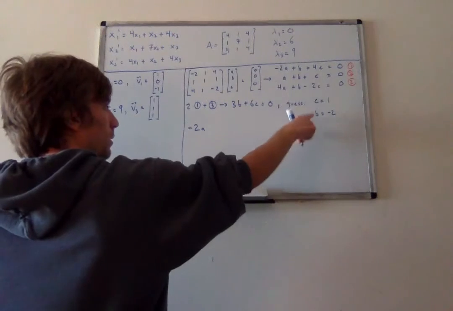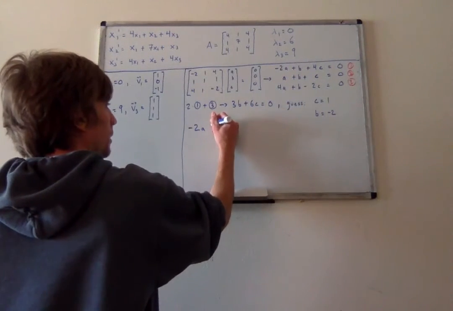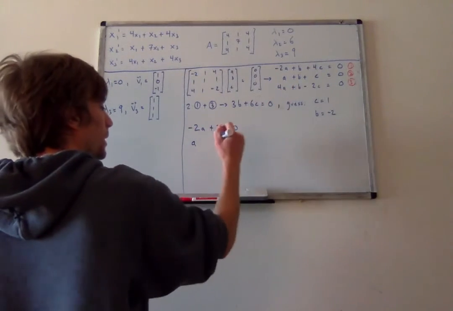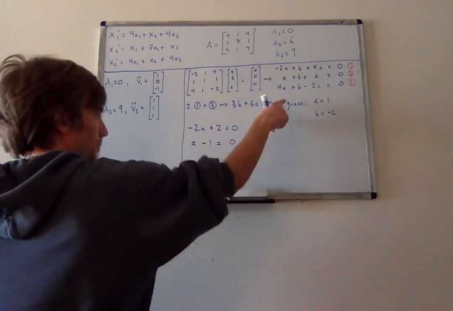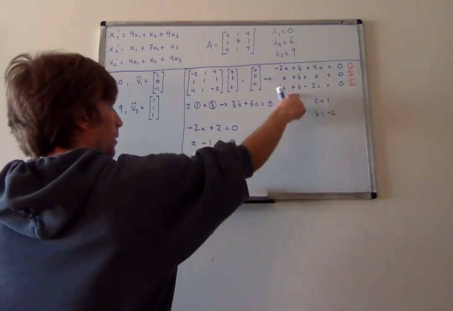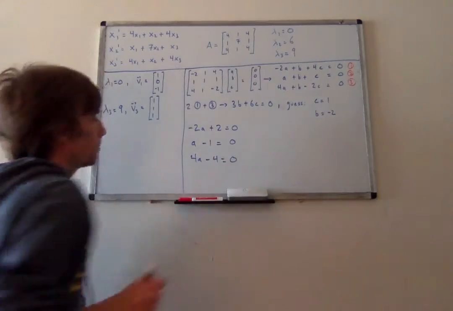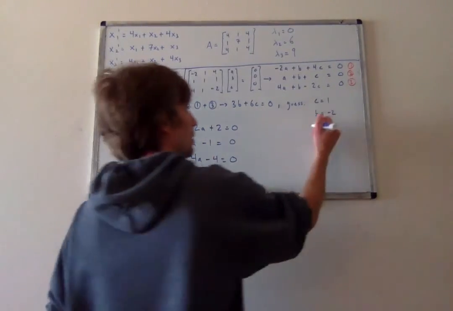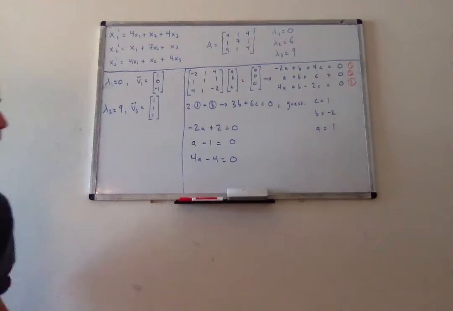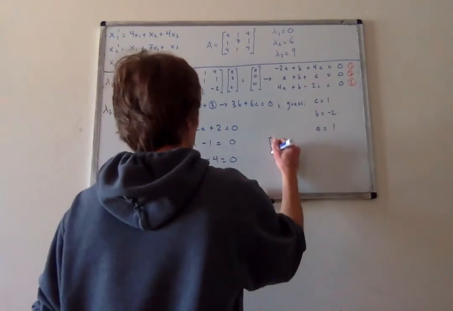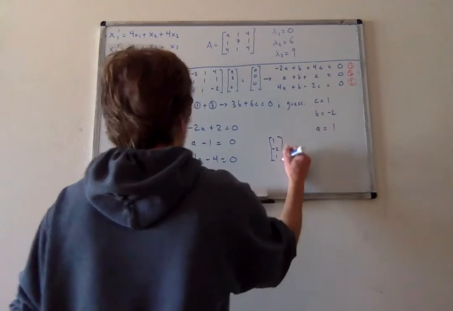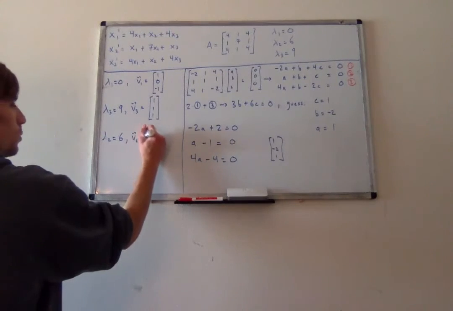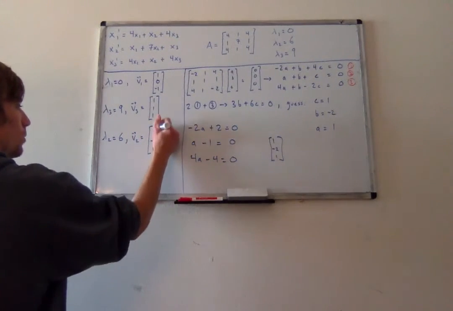So from equation 1, if I plug in -2 plus 4, that would be -2a plus 2 equals 0. Equation 2, I would get a minus 2 plus 1, so a minus 1 equals 0. Equation 3, I would get 4a minus 2 minus 2 equals 0. So notice the same value of a satisfies each of these three equations. a equals 1. And so an eigenvector for lambda 2 equals 6 would be the vector 1, -2, 1.